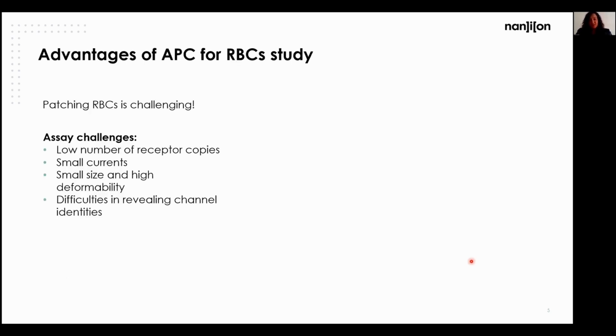So which are the advantages of automated patch clamp for red blood cell study? Artem already mentioned many assay challenges. Patching red blood cells is challenging with both techniques, so it's quite stressful, because we have many challenges, like the low number of receptor copies. This leads to small currents. These cells are very small and highly deformable, and being a primary cell line, it is difficult to reveal channel identities.